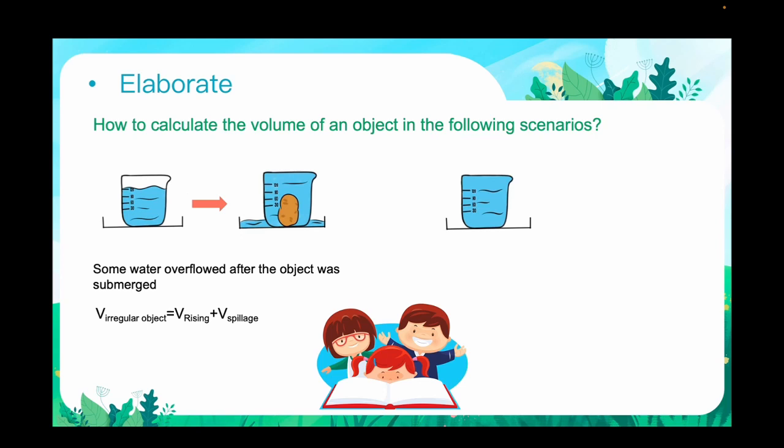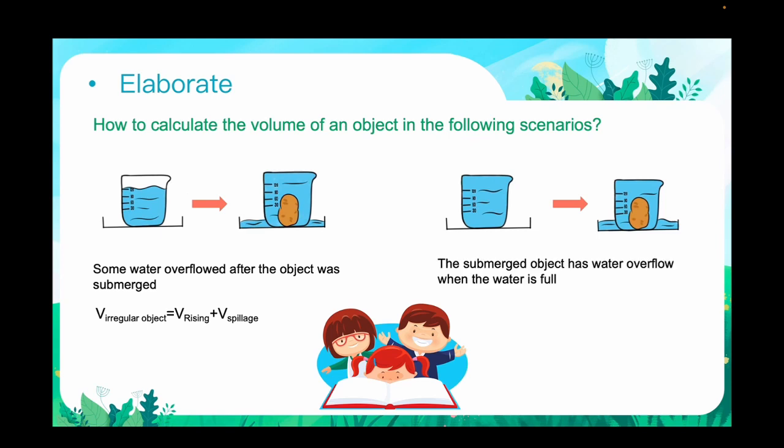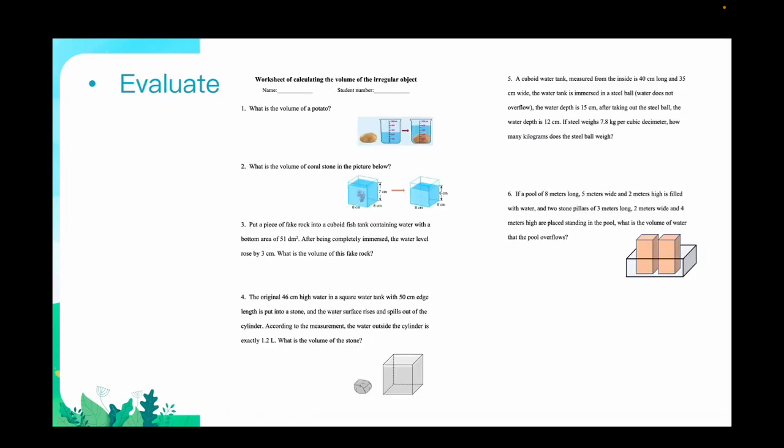When the water in the beaker is full, then put the irregular object in. How to calculate the object's volume? Guide students to derive the formula. The volume of irregular objects is equal to the volume of spillage water.